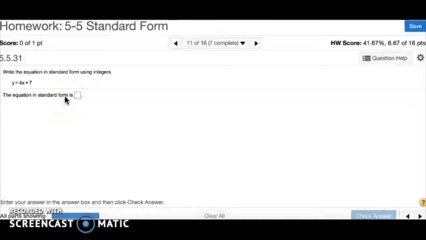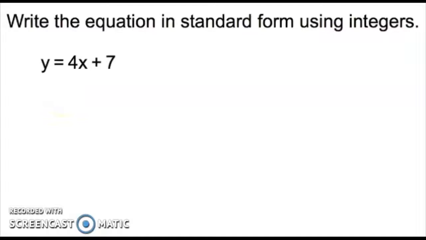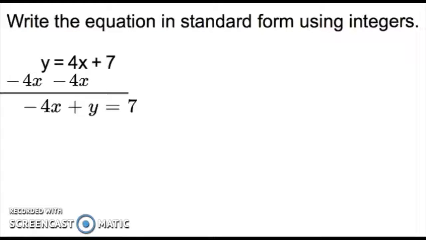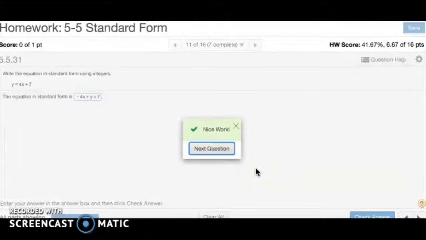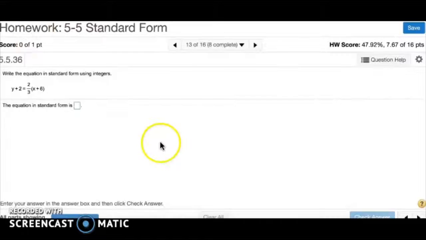Number 11. Write the equation in standard form using integers. So to put this in standard form, just subtract 4 from both sides. You get negative 4x plus y equals 7. So let's type that in. So we have negative 4x plus y equals 7. And that's number 11.